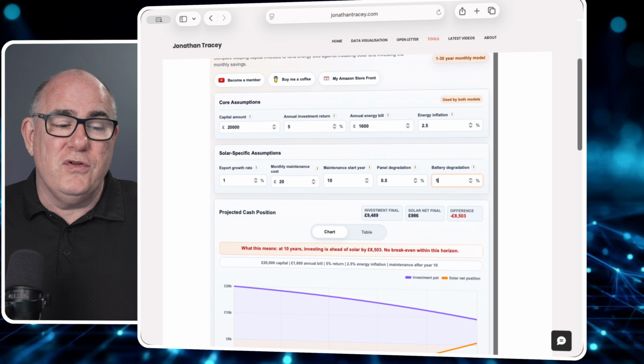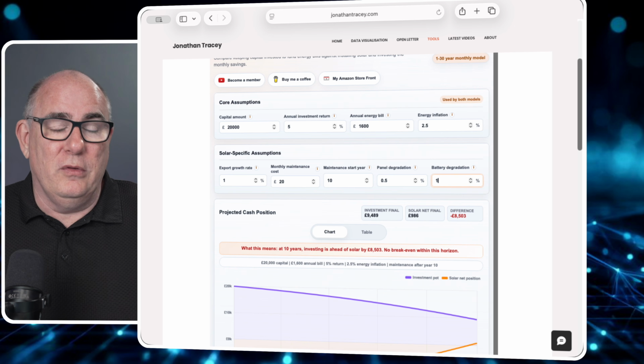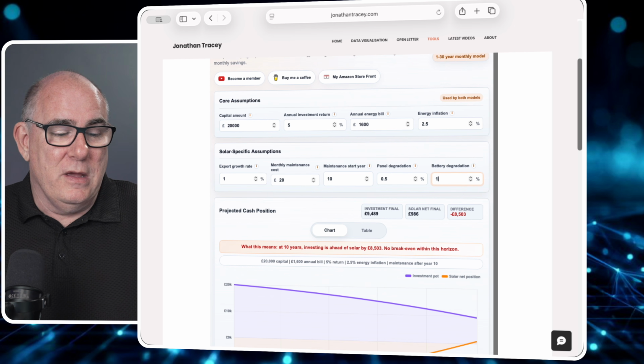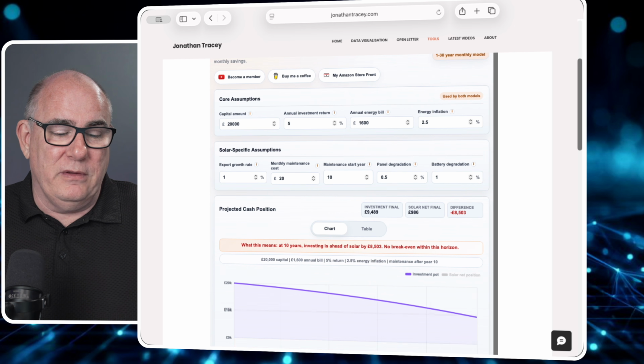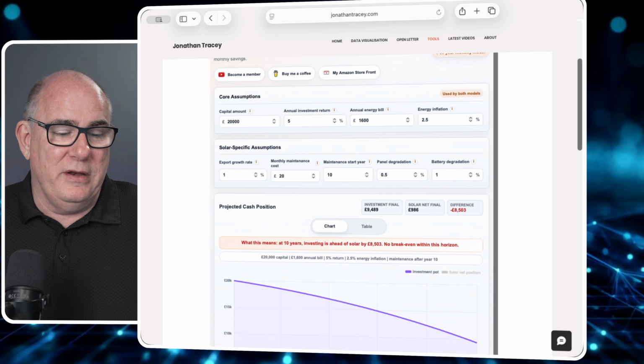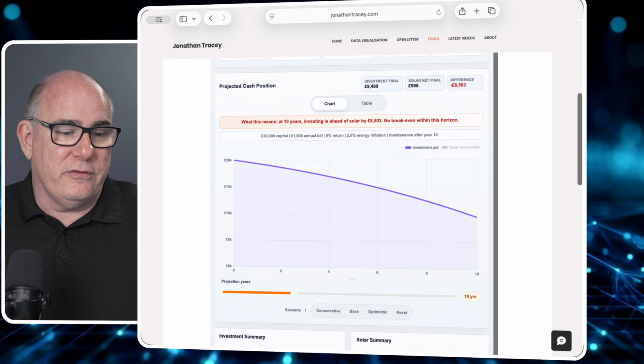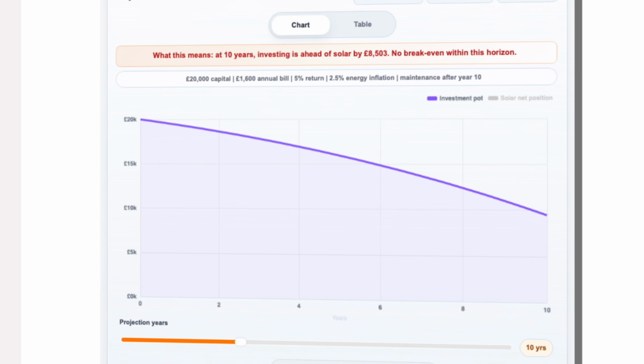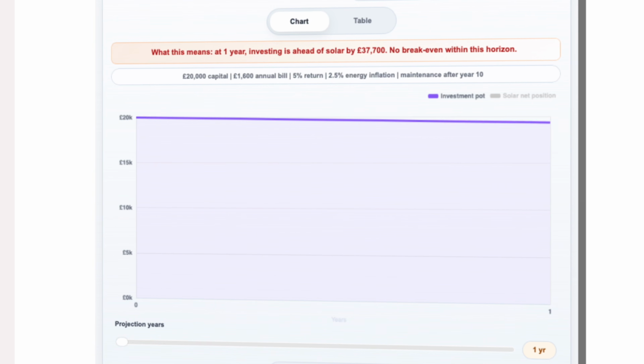Okay, so once we've got all that information into the model, now we can have a bit of fun with it. So I'm going to scroll down here. The first thing I'll do is I'm just going to turn off what's called the solar net position. Let me scroll down here so we can see our chart. And I'm going to roll it all the way back to 1 year.